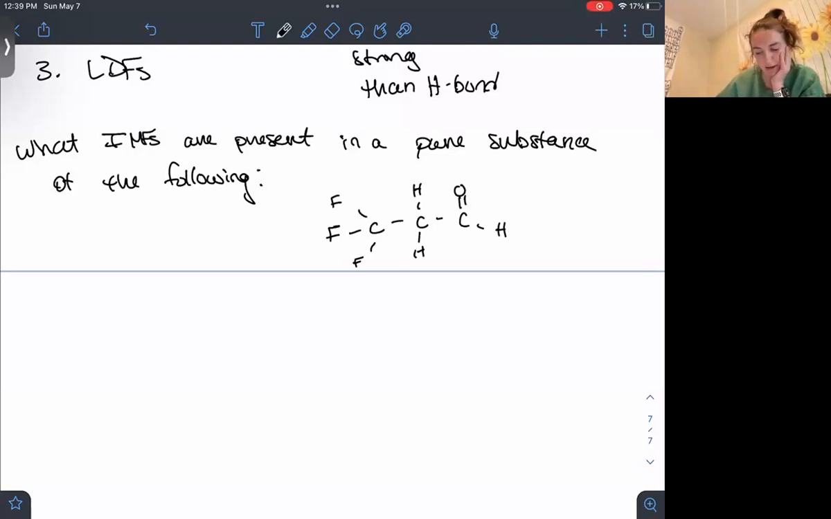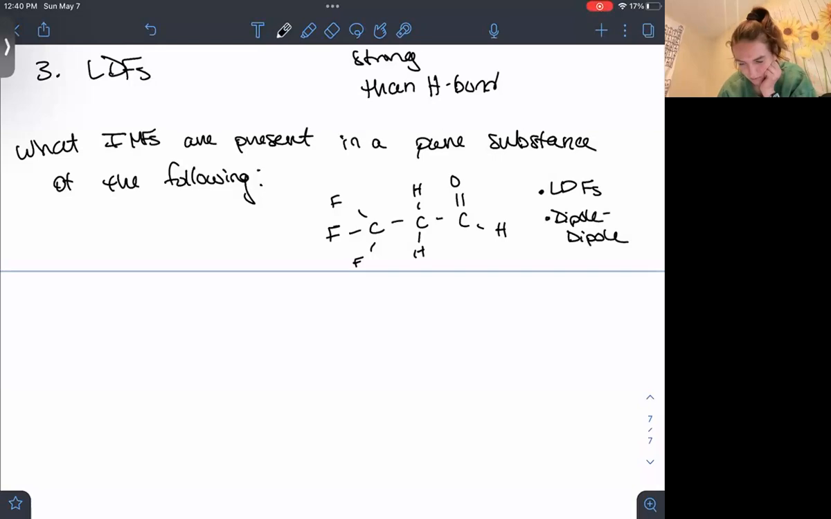Okay, so what IMFs are present in the pure substance of the following? And you have that molecule there. Yep, so it's going to be LDFs. Anything else? Yep, and then dipole. Do we have any hydrogen bonds? Nope. Your fluorine's attached to a carbon, no hydrogen, and then your oxygen is attached to a carbon here, so no hydrogen directly there. Yep, no ionic bonds either.